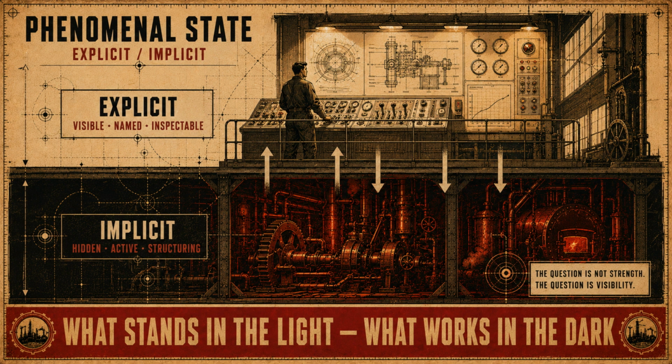A function can be strong and implicit. It can be weak and explicit. The question here is not how capable is the psyche. The question is what becomes visible to it. Phenomenal state gives us the first axis of vergence. Explicit above, implicit below, what stands in the light and what keeps working in the dark.